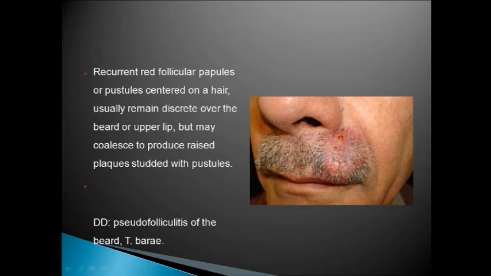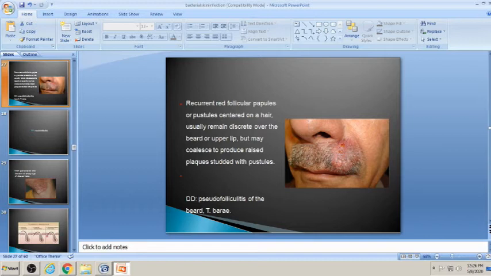Now the differential diagnoses of sycosis barbae are obviously tinea barbae, that is fungal infection of the moustache or beard, and also pseudofolliculitis, as we will discuss later. It is basically caused by Staphylococcus aureus. It affects the hair follicles, the roots of the hair follicles are affected. Okay, so this was about sycosis barbae.